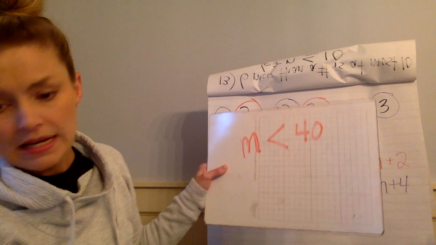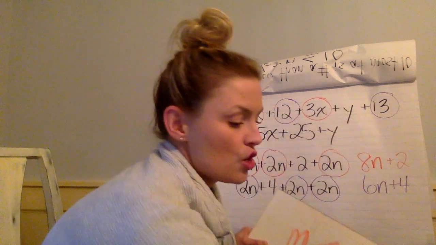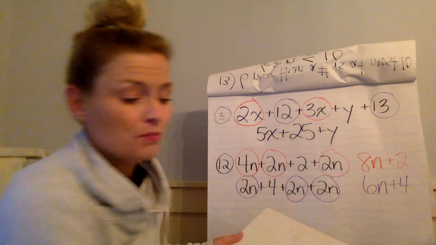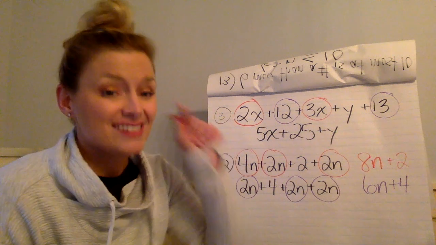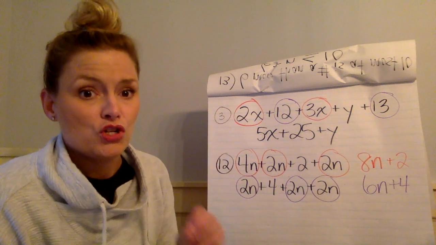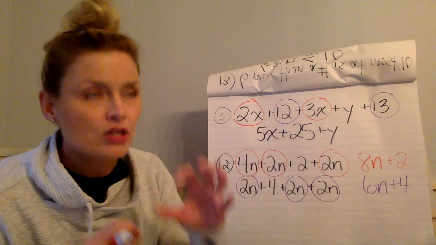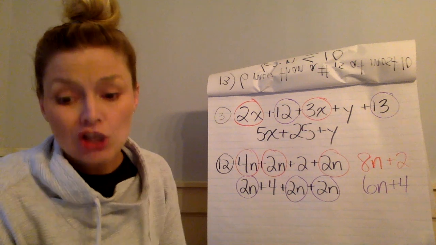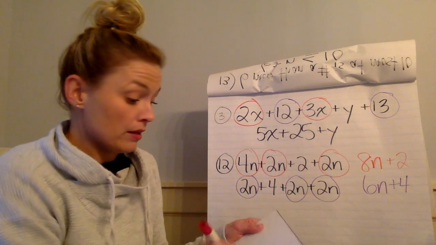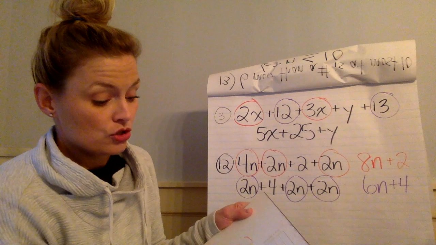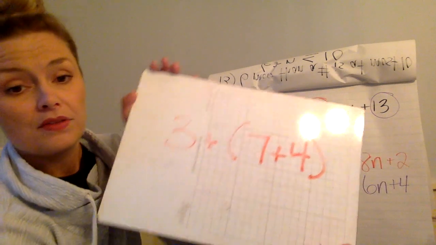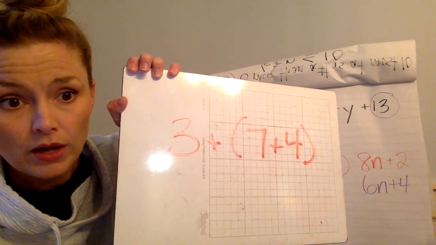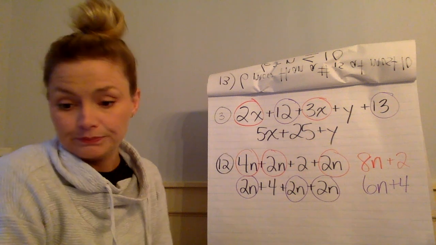Number 19, using the same terms, write an equivalent expression. So the same terms means you need to have a 3, a 7, and a 4 in that expression that you're writing. You can't combine terms, which would still be an equivalent expression, but it's telling us we have to use the same terms. So what I wrote, I just shifted the parentheses using the associative property. I just shifted it so that the parentheses were around the 7 and the 4. I still have the 3, I still have the 7, I still have the 4.